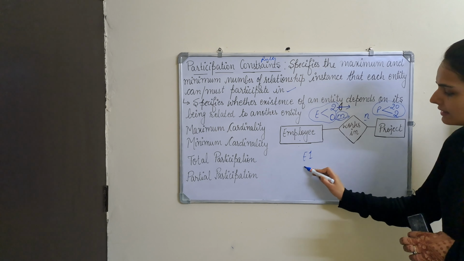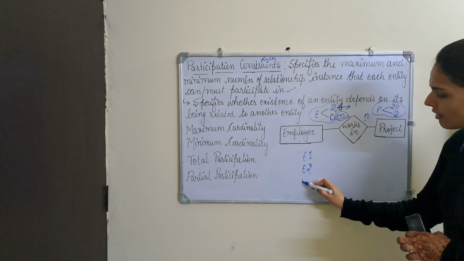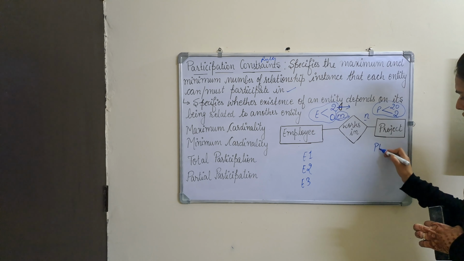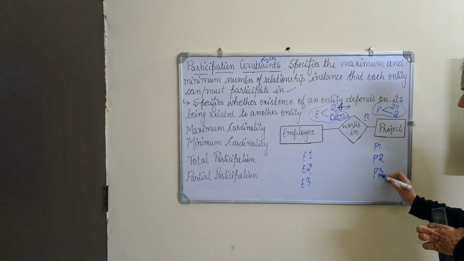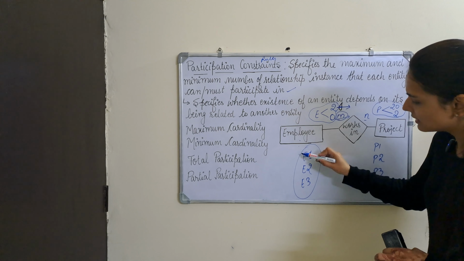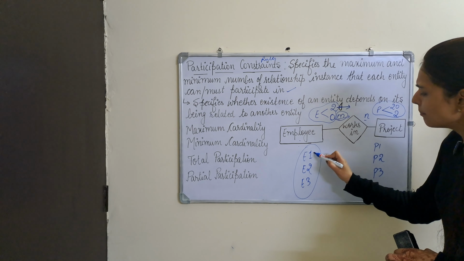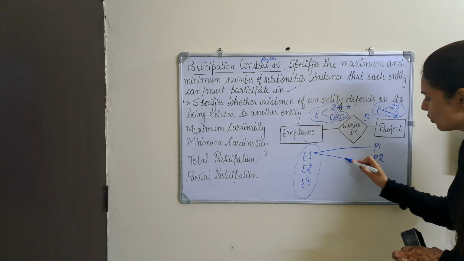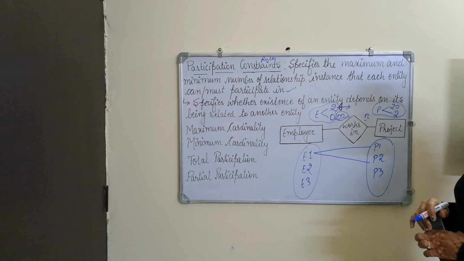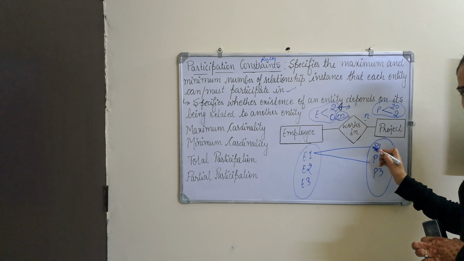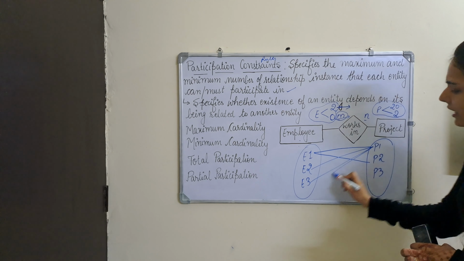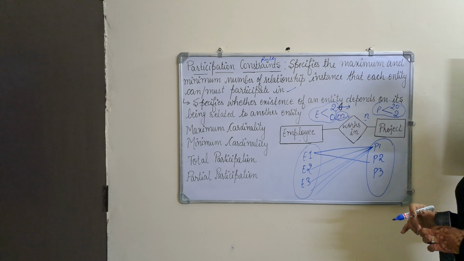From the employee entity set, we have multiple entities: employee 1, employee 2, employee 3, and from the project entity set again we have multiple entities. Now we know that one employee from the employee entity set can participate in a maximum of 2 relationships. That means the employee can work in a maximum of 2 projects, whereas the project can be assigned a maximum of 20 employees.